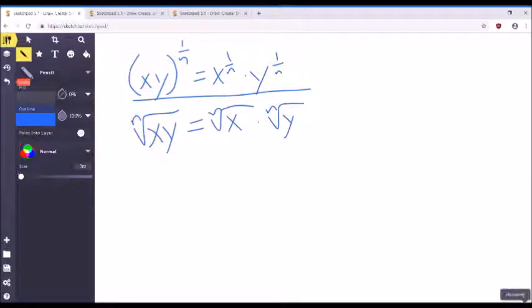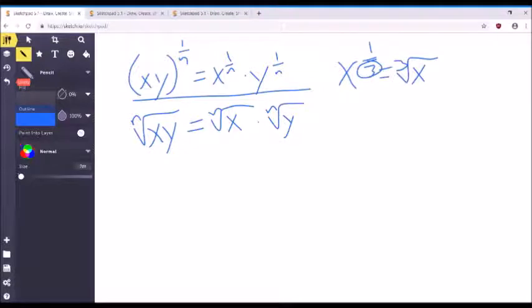Now it can be rewritten like this because any number raised to a fraction, like 1/3, is equal to that number under a radical with the denominator of that fraction as the radical. So x to the 1/3 equals the third root of x.